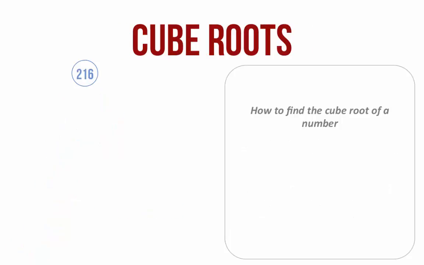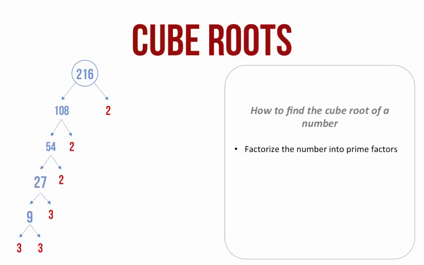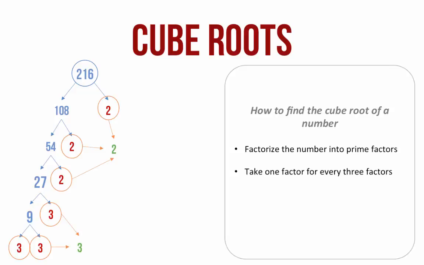Cube roots. Let us see how to find the cube root of a number. As before, we factorize the number into its prime factors. 216 has 3 2's and 3 3's as its prime factors. We then take one prime factor for every 3 prime factors. So we have 1 2 and 1 3.